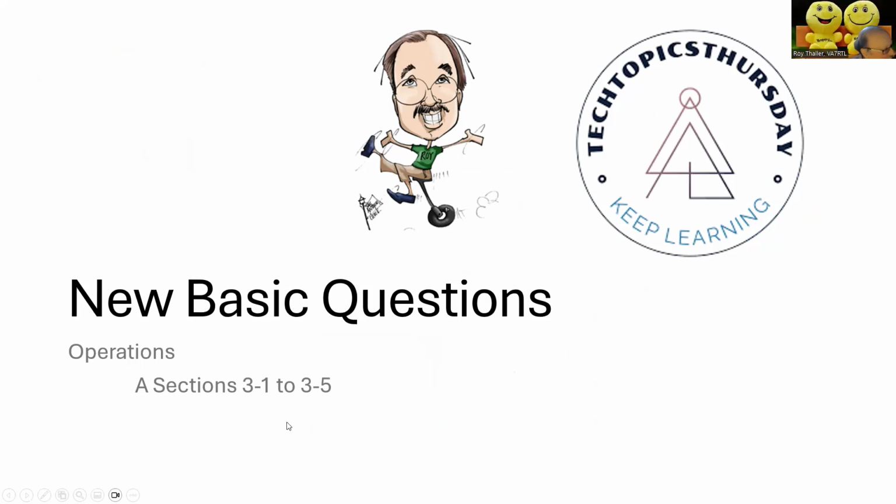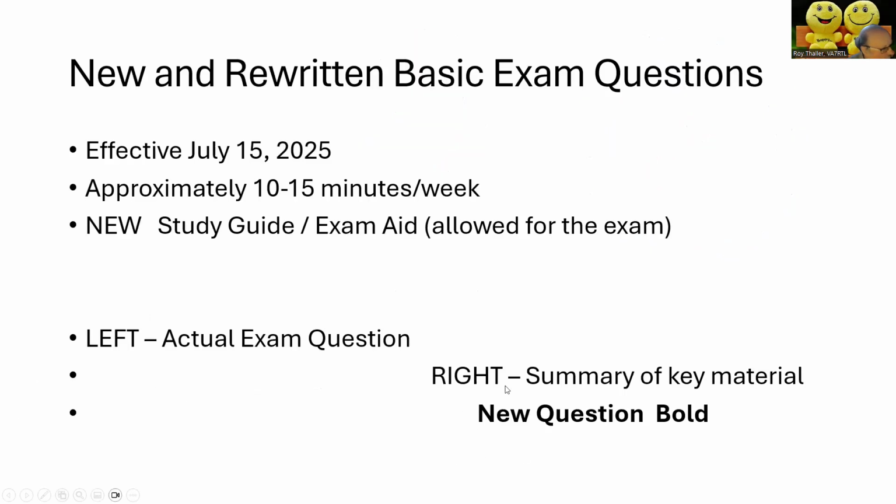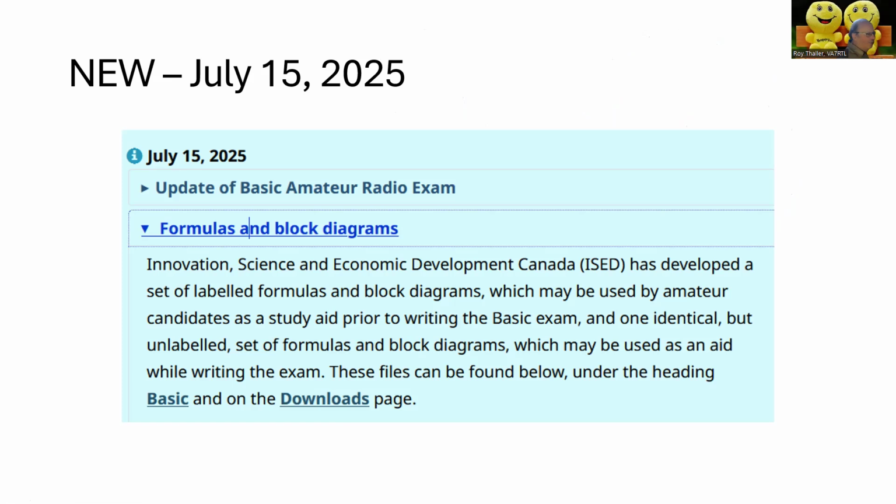So we're looking at sections 3.1 to 3.5. This probably is where most of the changes have occurred in the exam, in this section and the other 3.6 onwards. So anything that's in bold is a new question. And what they're actually allowing you to do is to take an aid into the exam.